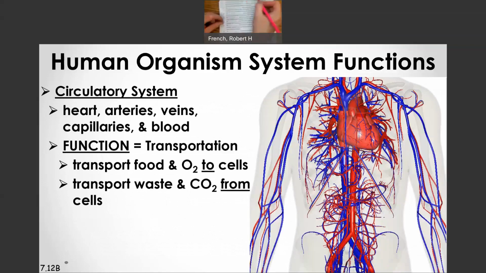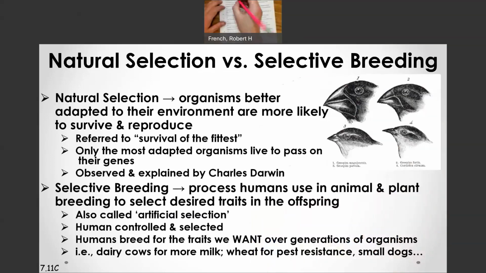Humans use the process of blank blank in animal and plant breeding to select desired traits. Oh, that would be artificial selection. Or selective breeding, I guess. You can put either one. Selective breeding, also called artificial selection. All domesticated plants, wheat, corn, and roses, and animals, cats, dogs, cows, and sheep, have been bred over many generations to achieve their desired traits. For example, all breeds of dogs, including Great Danes, Chihuahuas, and Poodles, were originally bred from wolves.